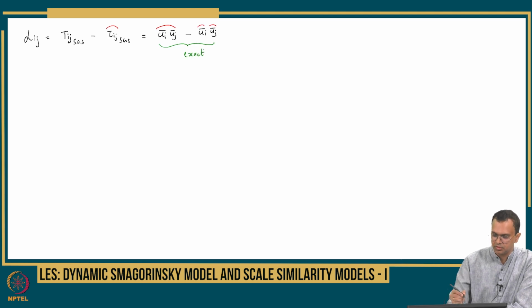exact. We have access to this because the ui bar is the grid filtered velocity that you are calculating in LES, and on the test filter level you can do one filtering operation. Okay, so this is the test filter level SGS, this is the grid filter level SGS.